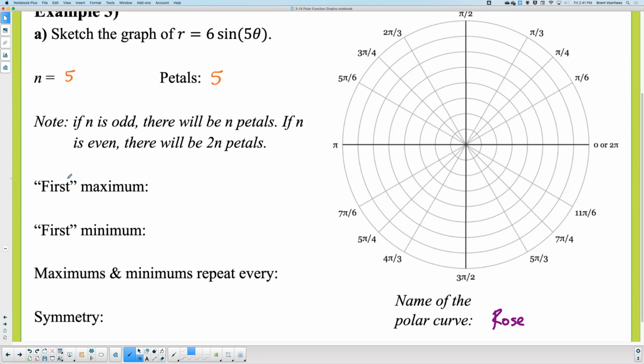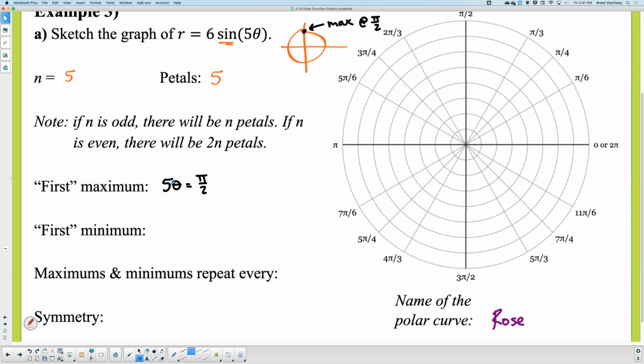So now let's talk about where the first maximum would be, the first petal. Here's what you do. This is a sine function. Where is sine normally at its maximum? Right there, max at pi over 2. So here's what you do. You take the inside, what's called the argument, and you say 5 theta equals pi over 2. This is how you find out where the petals occur. And I'm going to solve this for theta.